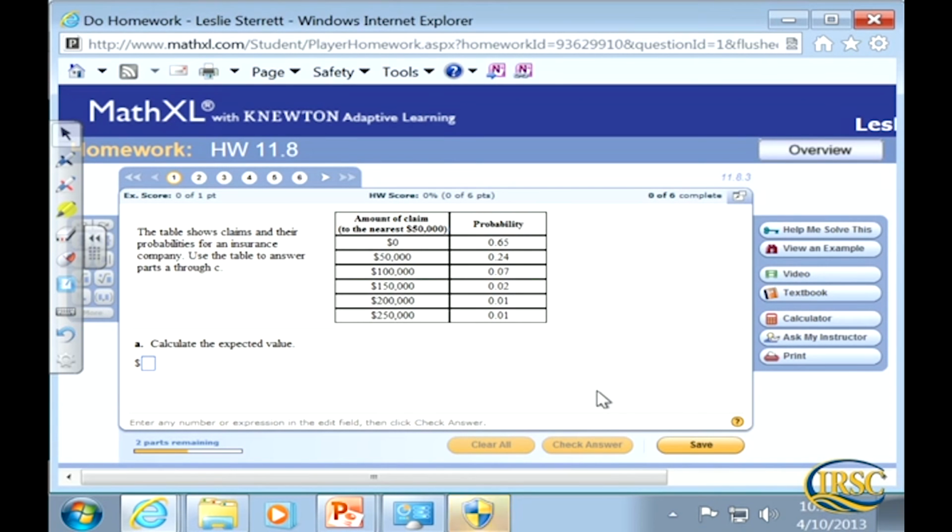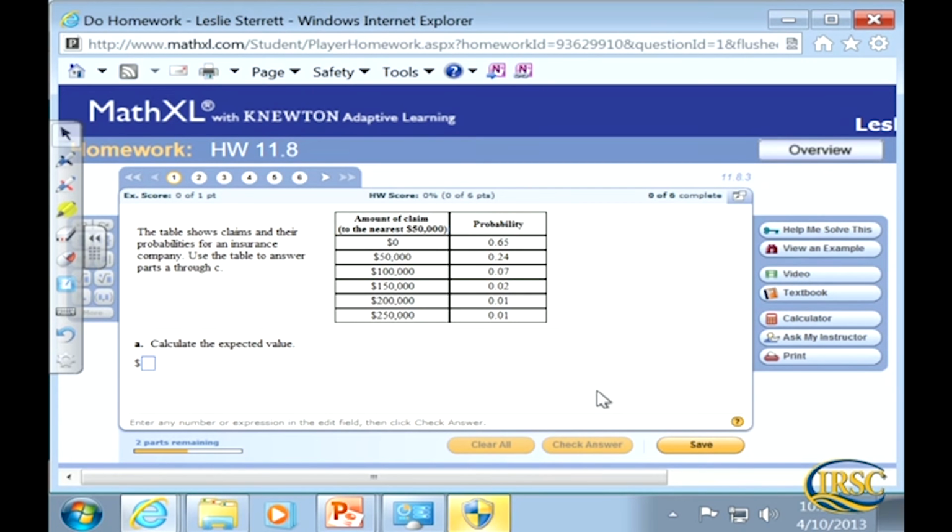The first column is the amount of the claim. So somebody buys, let's say this is homeowners insurance. Somebody buys homeowners insurance, and a lot of times a claim on a house for your insurance would be small. You had some small damage from a storm, or something small happened to your house.